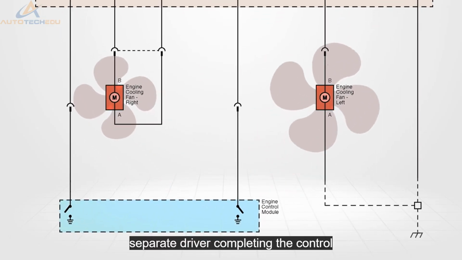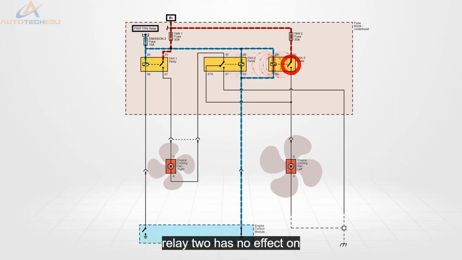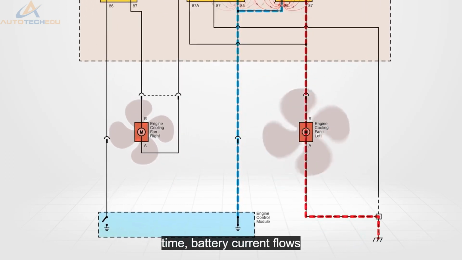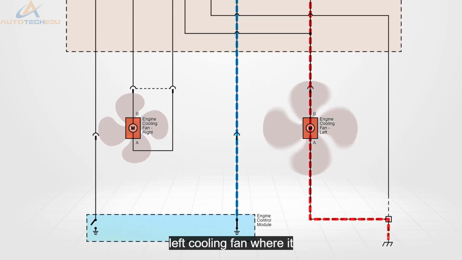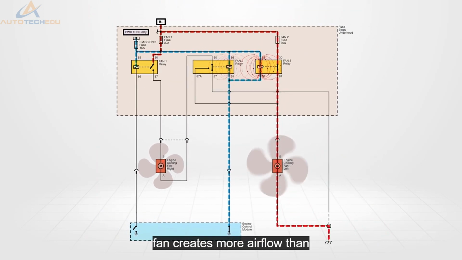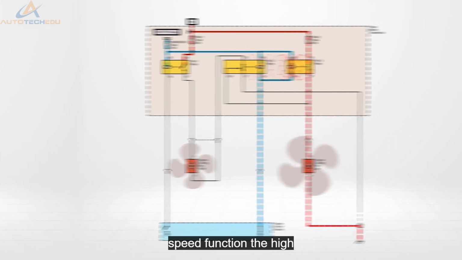The ECM grounds a separate driver, completing the control circuit for relay 3. Relay 2 has no effect on the circuit at this time. Battery current flows through relay 3 to the left cooling fan where it is then grounded. The operation of the single large fan creates more airflow than the dual fan low speed function.